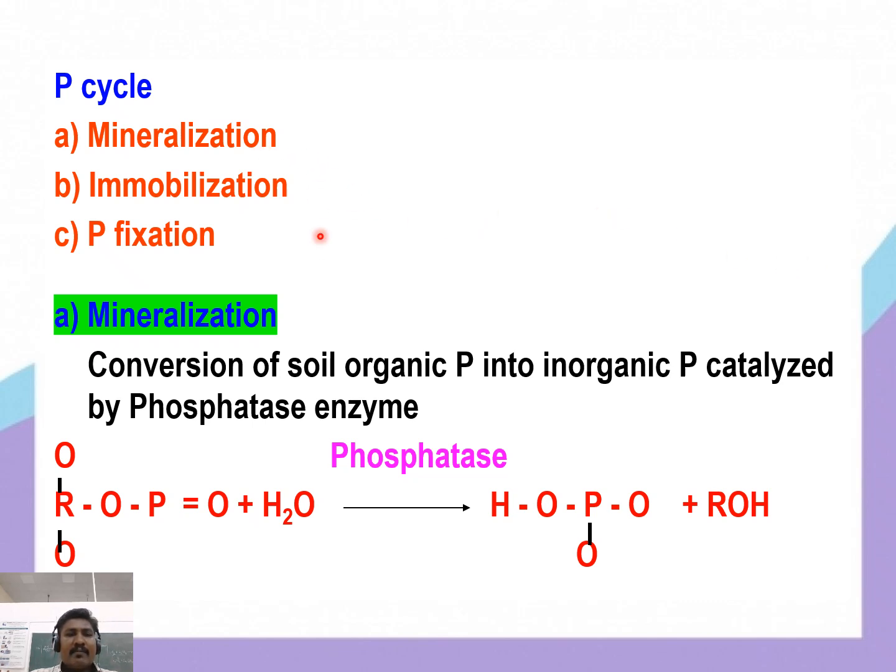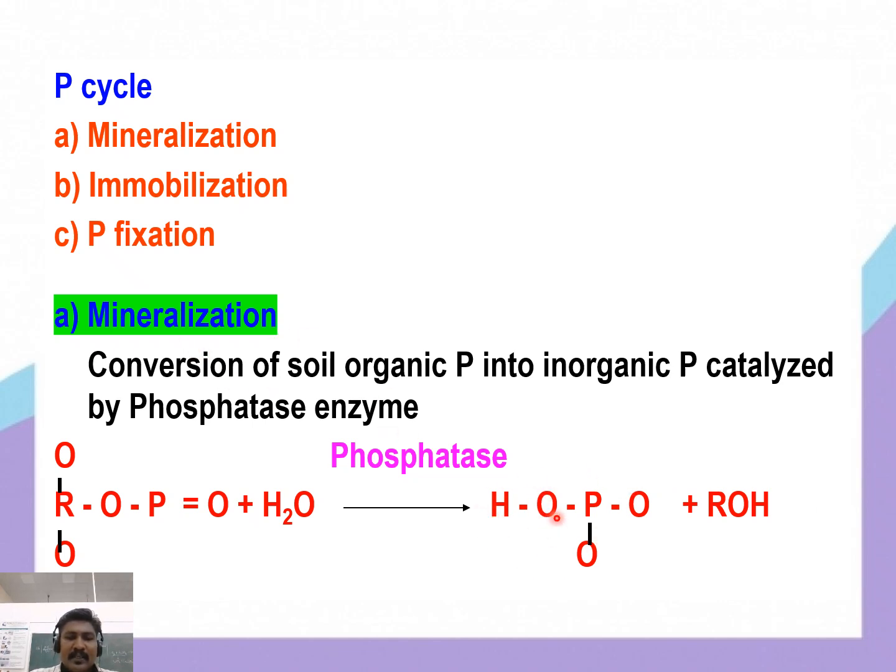First one is mineralization. Mineralization is the conversion of soil organic phosphorus into inorganic phosphorus. This reaction is mediated by the enzyme called phosphatase. Here you can see the R. R is an organic radical, which will react with a water molecule. The hydrogen will replace the organic radical, that is RO, so that it becomes inorganic. So this process is called mineralization.